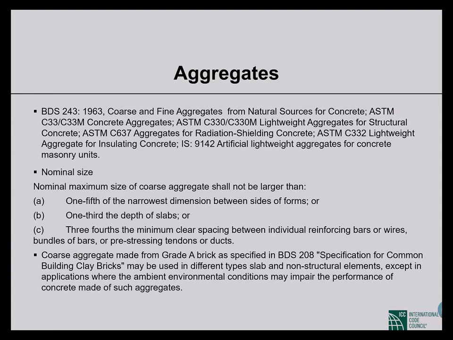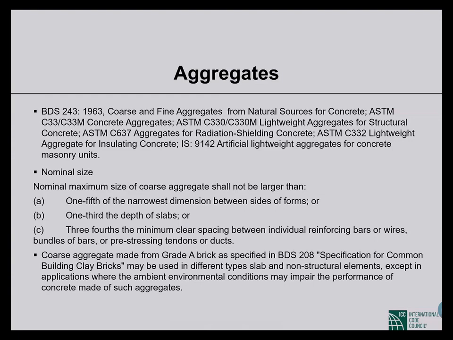The third bullet is unique to our code, BNBC. You cannot find it anywhere else. This is related to brick aggregate, the brick bats that we use as coarse aggregates. So the code says coarse aggregate made from grade A brick. As you know, we usually call it first class brick, but in the masonry chapter, the technical term is grade A.